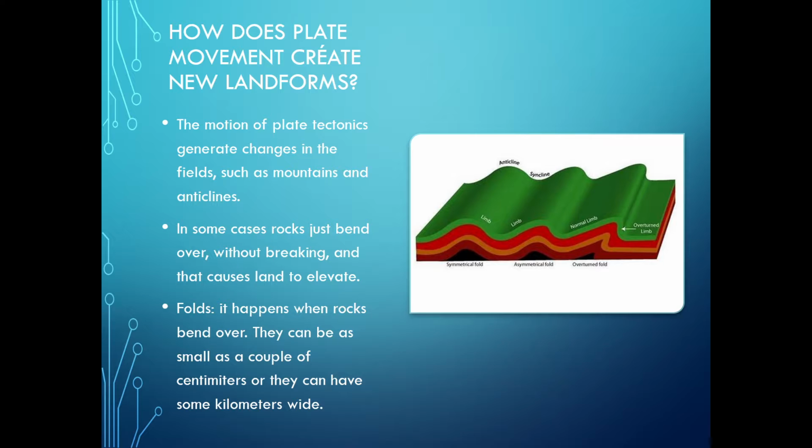It is basically represented in the picture that we have right here. So just like you can notice, the land is basically changing. It's not plain anymore, but now we're getting some elevation and some descension as well. And that elevation is what we call fault. Of course, talking about the motion of plate tectonics and the changing of land.